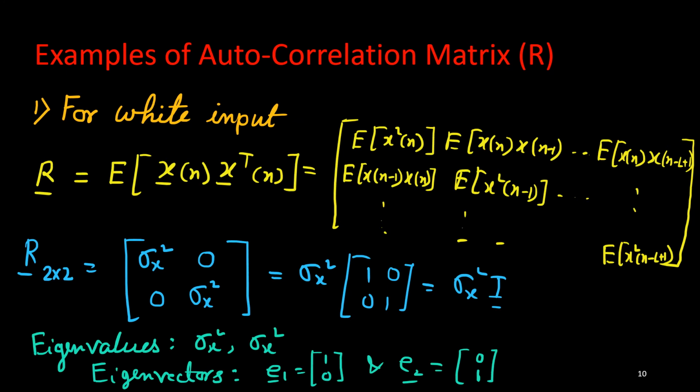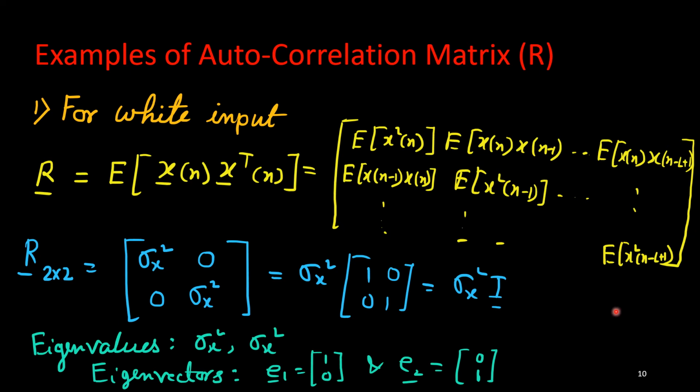In this case, the eigenvalues are very simple to calculate. Both are sigma x square, and the eigenvectors are basically the standard basis vectors [1 0] and [0 1], because of this identity matrix. As the eigenvectors are standard basis vectors, there is no need for eigenvalue decomposition. Here it is already a diagonal matrix.